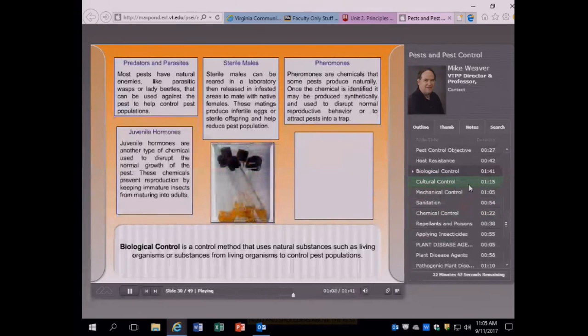Another measure is the use of juvenile hormones. Juvenile hormones are another type of chemical used to disrupt the normal growth of the pest. These chemicals prevent reproduction by keeping immature insects from maturing into adults.